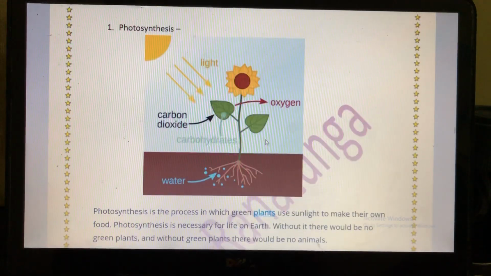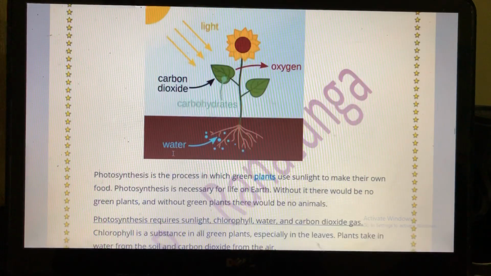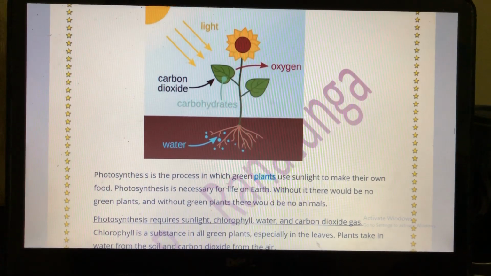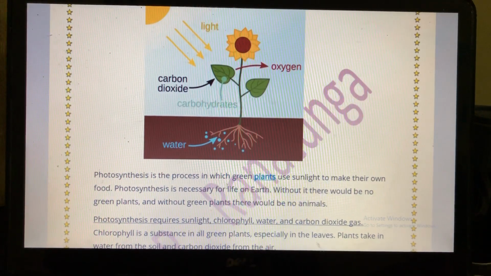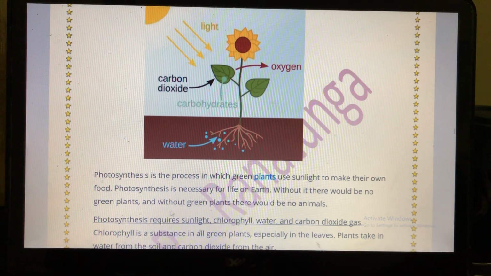Photosynthesis. What is photosynthesis? Photosynthesis is the process in which green plants use sunlight to make their own food. Photosynthesis is necessary for life on Earth. Without it, there would be no green plants, and without green plants, there would be no animals.